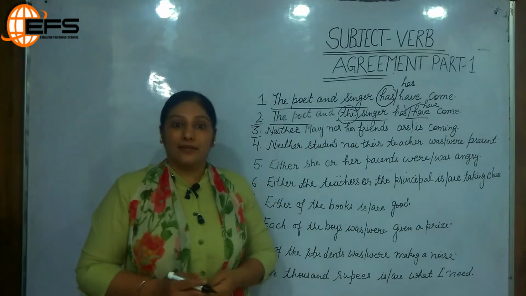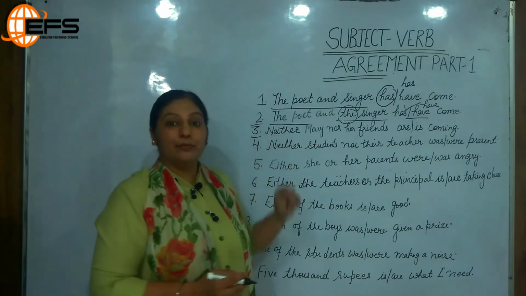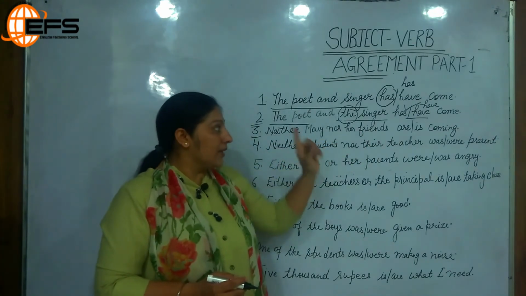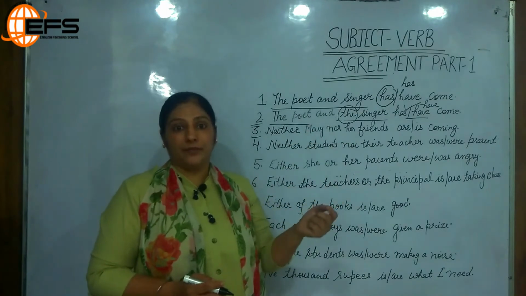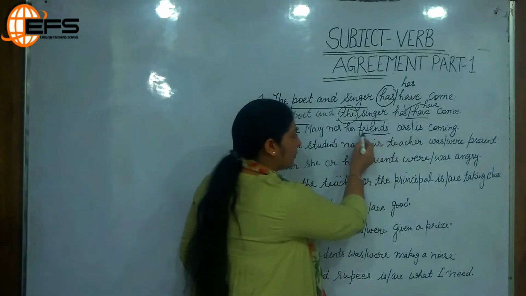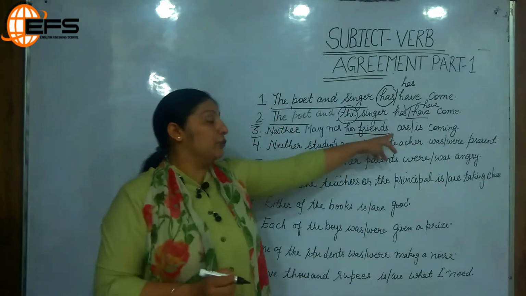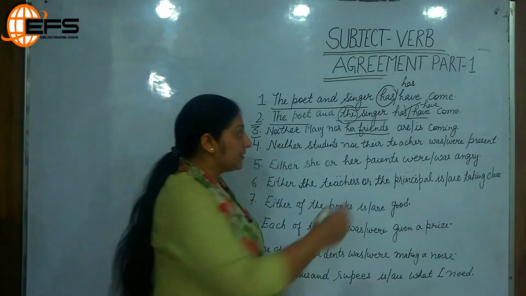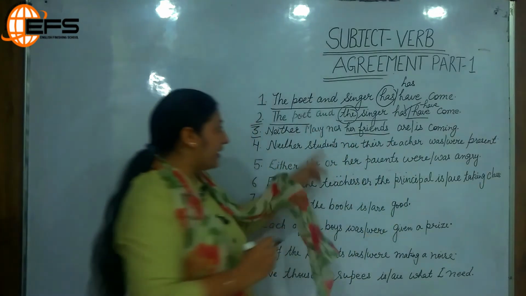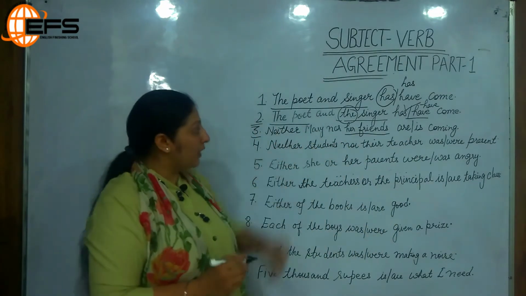Let us look at another example. Example number 3. Neither Mary nor her friends is coming. Now anybody looking at this word friends in proximity would say there would be a plural verb. But is this the rule to know that a plural verb is there? So we have Mary also as a singular subject. So what would be the right answer?